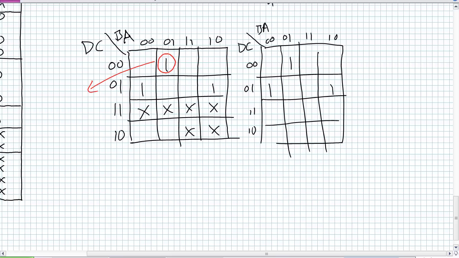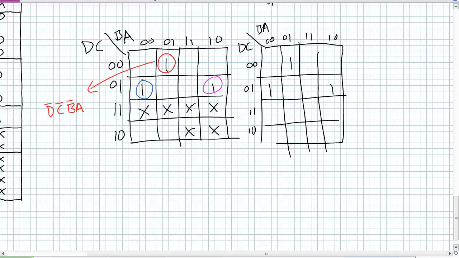Okay, so for that red product term right there, it's D, C, B, A. It's not D, not C, not B, and A. The other group, can I use the don't cares to help me? If they help me, use them. If they don't, don't. I'm going to try to use it as if they weren't there. I might grab that group and that group.